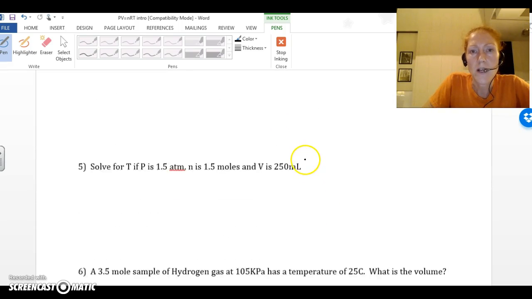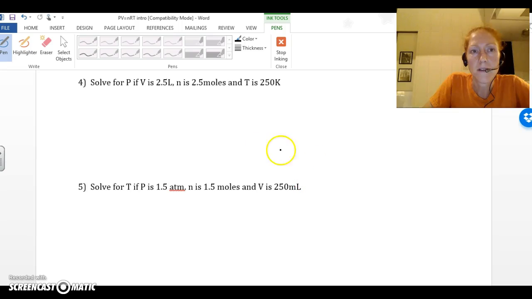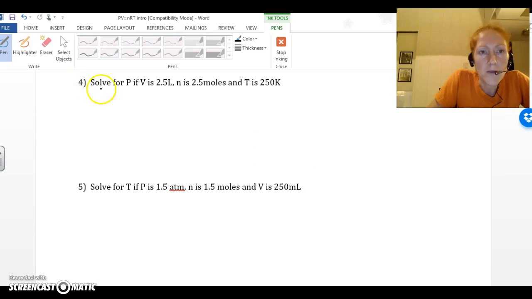Now let's go ahead and use the ideal gas law. So if I have number 4, the question is: solve for P if V is 2.5 liters, n is 2.5 moles, and T is 250 Kelvin. We would never talk like that. This question is just a way to get used to using the ideal gas law.